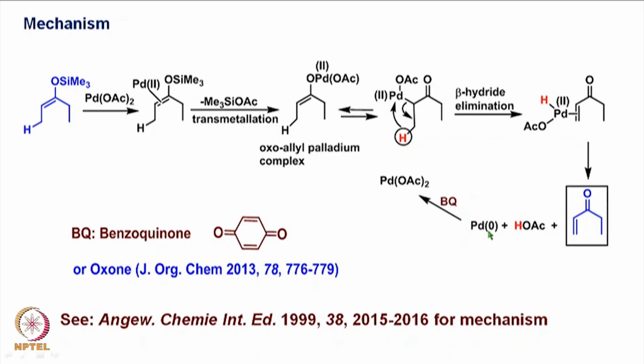Now this palladium 0 then undergoes oxidation to palladium 2 with benzoquinone, which is used in stoichiometric amount, and thus this particular reaction is essentially catalytic in terms of palladium salt and stoichiometric in terms of co-oxidants such as benzoquinone. There is also a report in the literature where in place of benzoquinone, oxone has been used as a co-oxidant. This entire mechanism is reported in the literature in 1999.